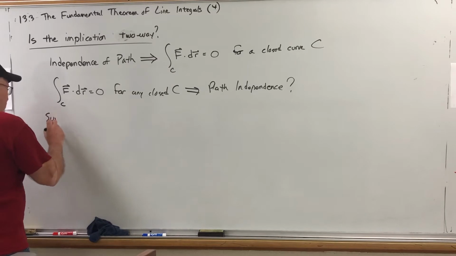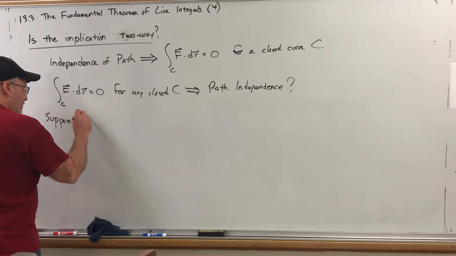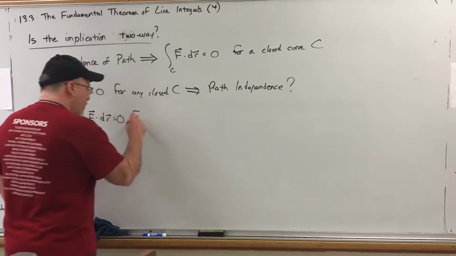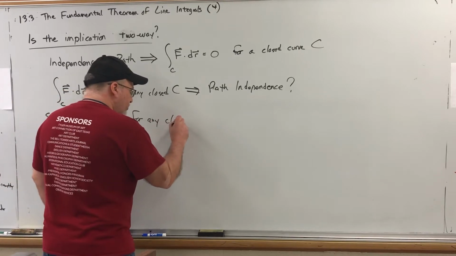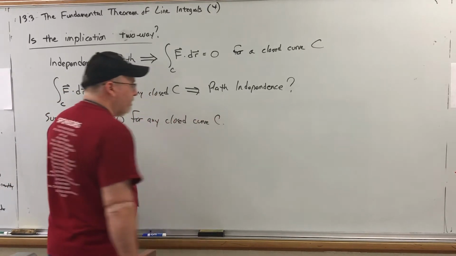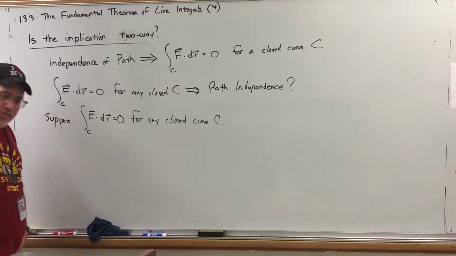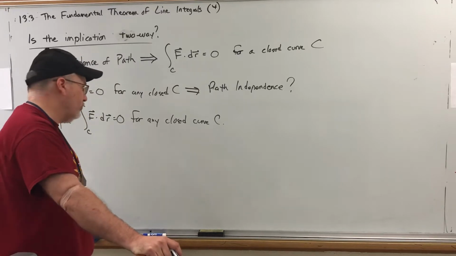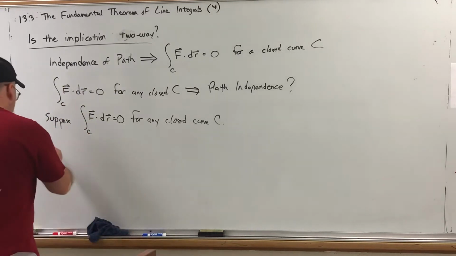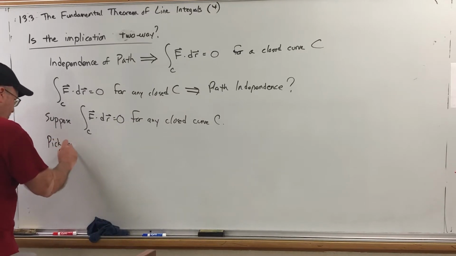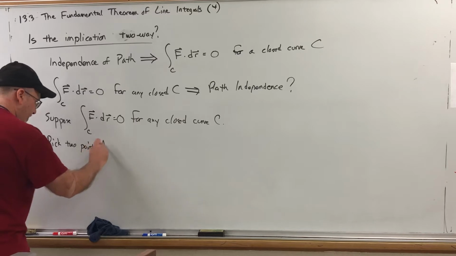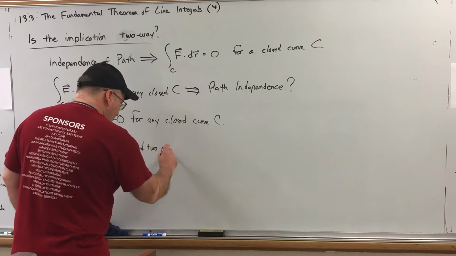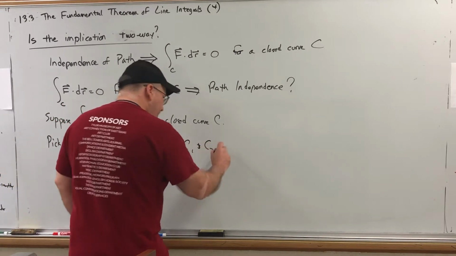So let's suppose that the line integral over C of F dot dr is equal to 0 for any closed curve C. Now, how do we prove path independence? Well, we have to pick 2 points at random, pick 2 random paths, and show that their integrals are equal. So let's pick 2 points. We'll call them capital A and B. And 2 paths. We'll call them C1 and C2, connecting them.